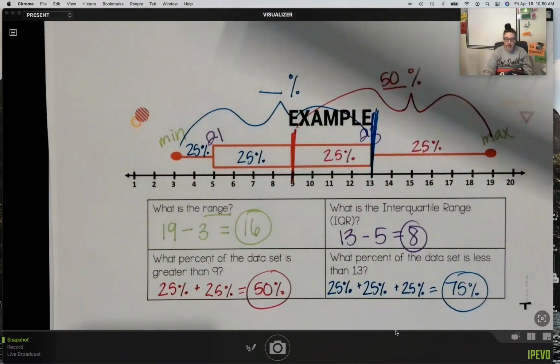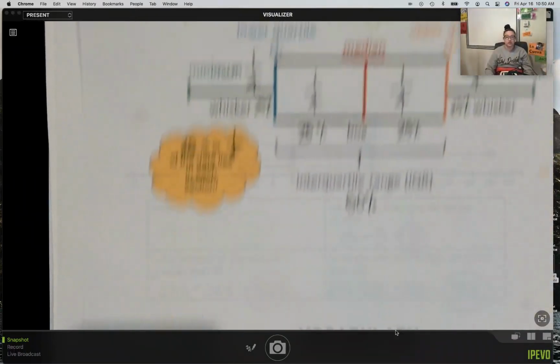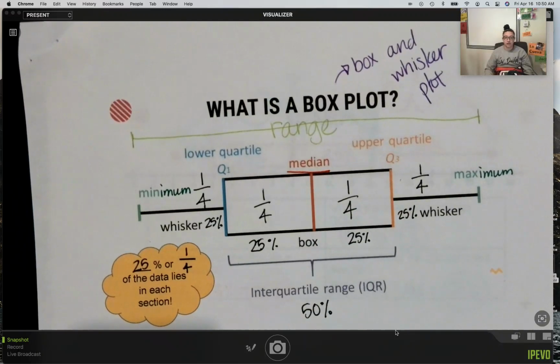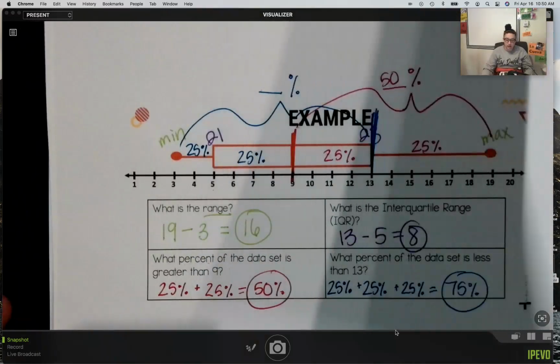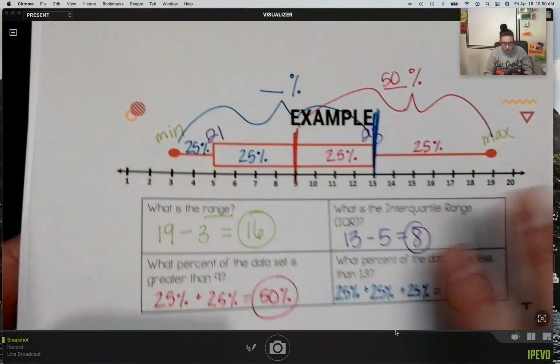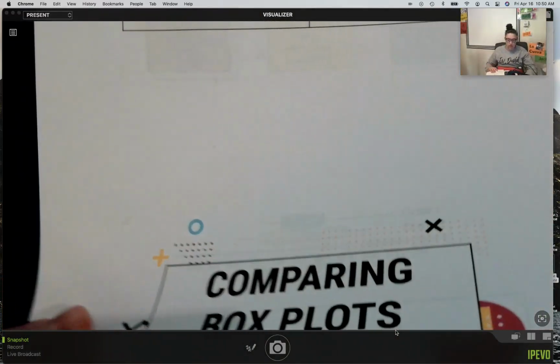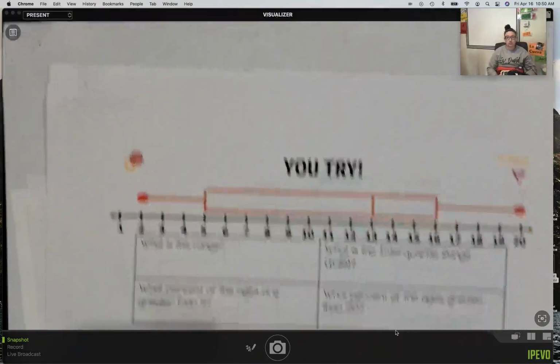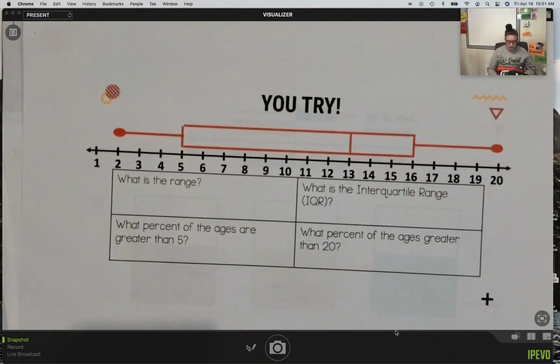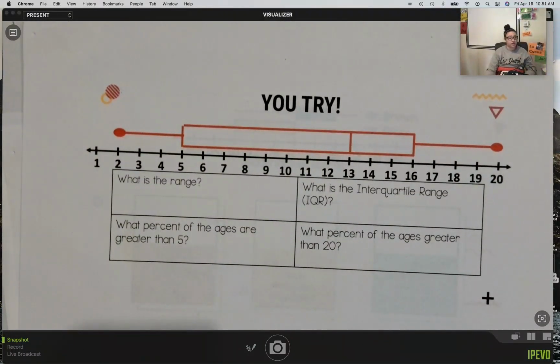So use your vocabulary, use the picture of a box plot, to help you answer these next questions on the slide on your own. You try. Pause the video, and when you're done, play to see how you did.